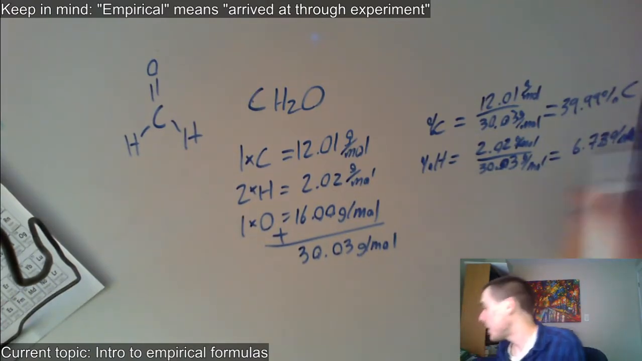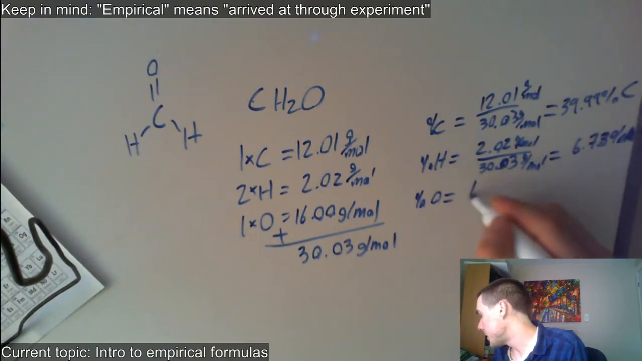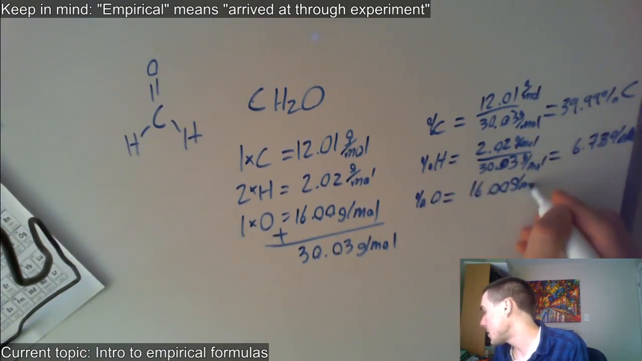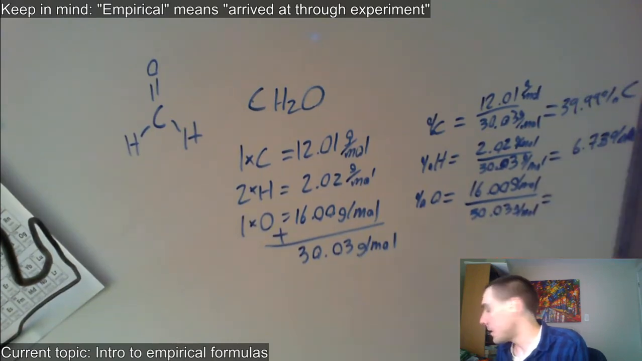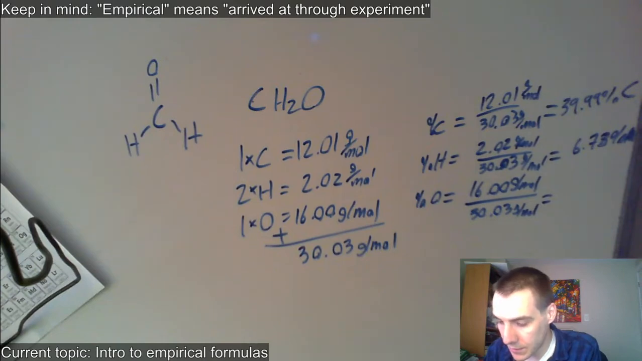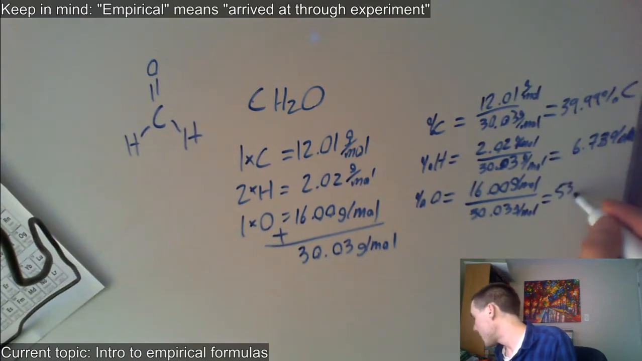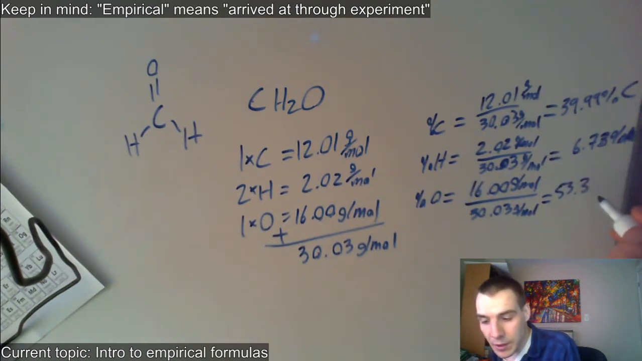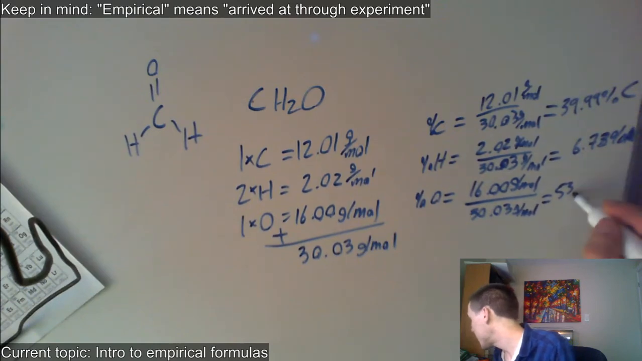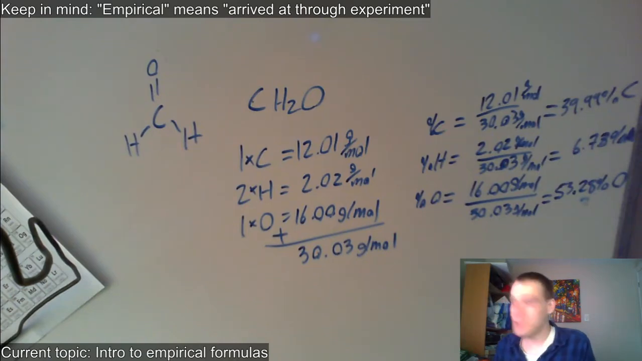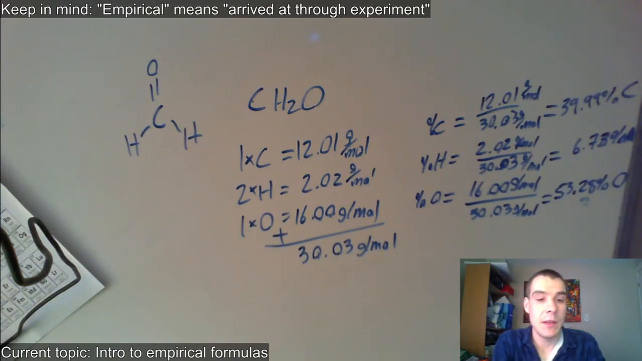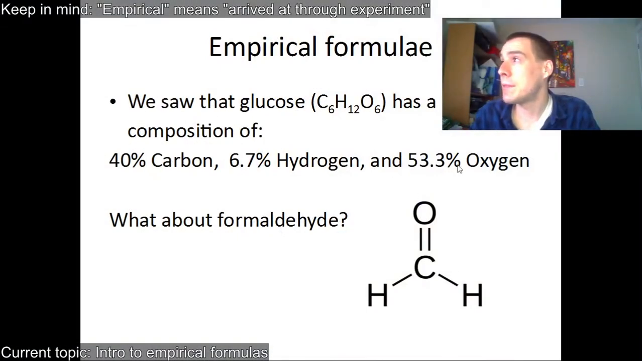6.73% H. My percent oxygen is going to be 16.00 grams per mole over 30.03 grams per mole, and that gives me 53.28% oxygen. When we look at those numbers, 39.9, 6.7, and 53.3, they're the same numbers, right?